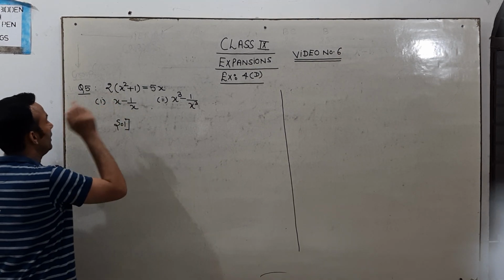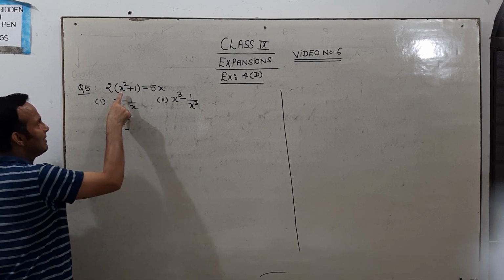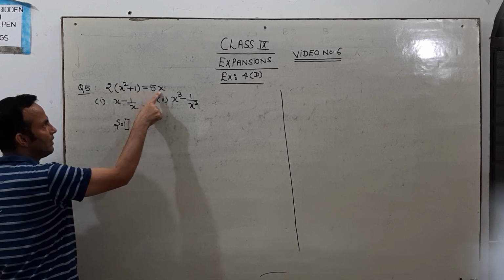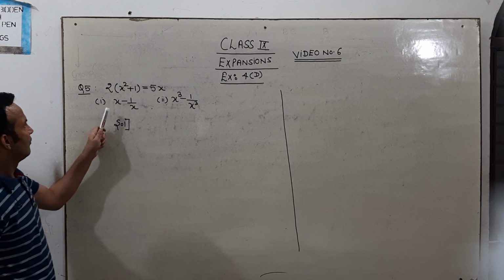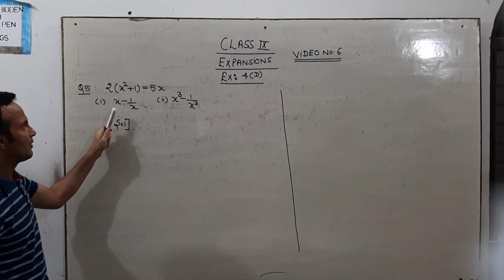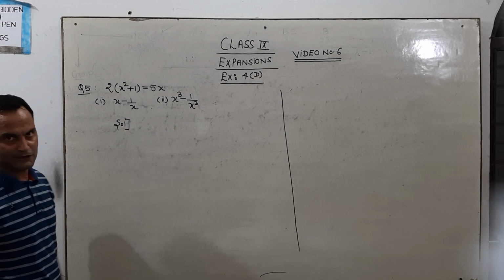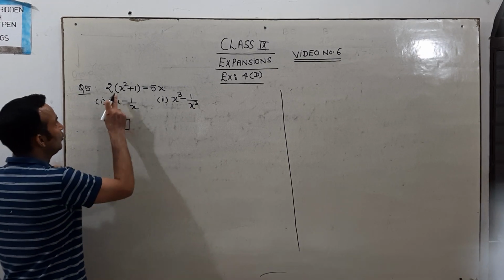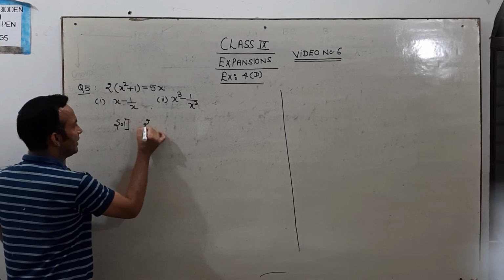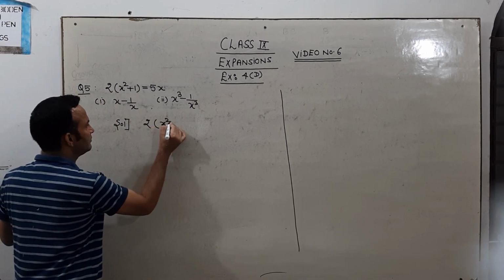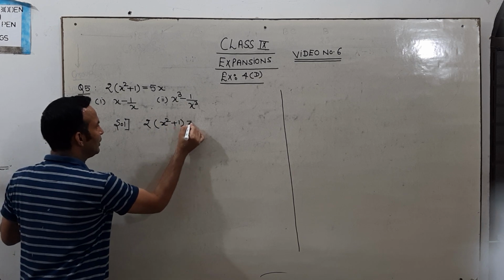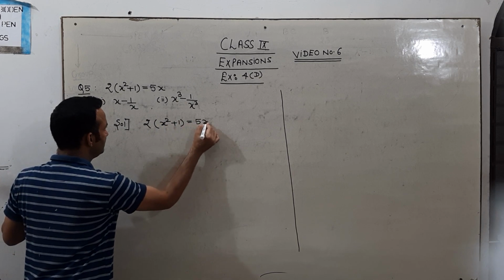See, here it is given 2 times of x square plus 1 is equal to 5x. Find out the value of x minus 1 upon x and x cube minus 1 upon x cube. See once again. 2 times of x square plus 1 equal to 5x is given.